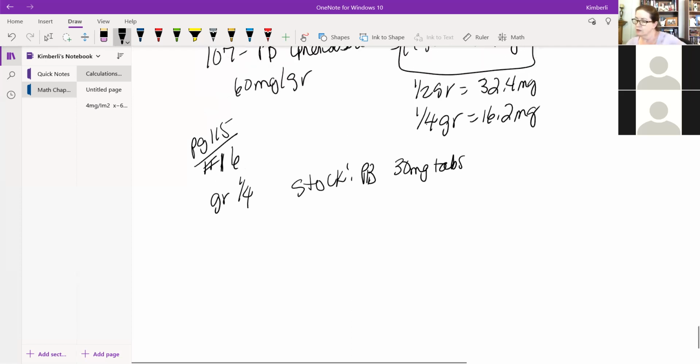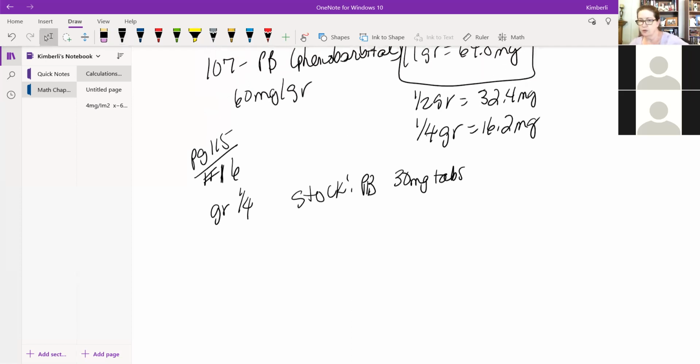Now it's an unscored tablet. What does it mean when it says it's unscored? So this is what a tablet would normally look like, something like this. And if it's scored, if I can draw that better, it'll have a line down the middle. Okay, does that make sense? Yes. Okay, so if it's scored, that means you can cut or break it in half.